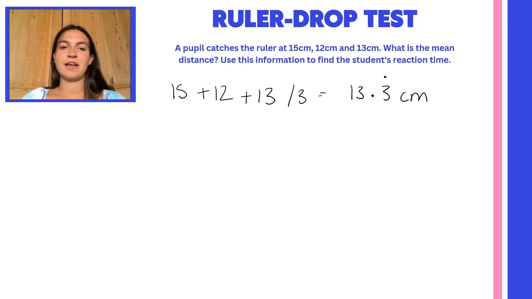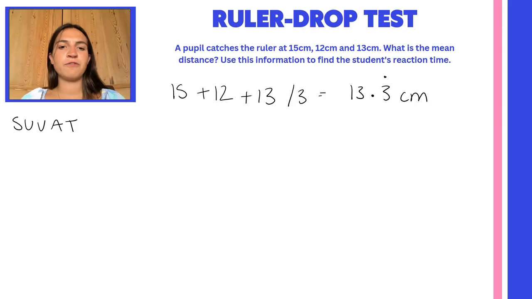And now it's asked me to use this information to find the student's reaction time. Now, the ruler drop test is that test where somebody holds the ruler just above your hand, they drop it without you knowing when they're going to drop it, and you catch it in your hand. Okay, and it's a way of measuring our reaction time. So how do we actually use that distance that the ruler drops through to calculate your reaction time? Well, we're going to need to use our SUVAT equations.